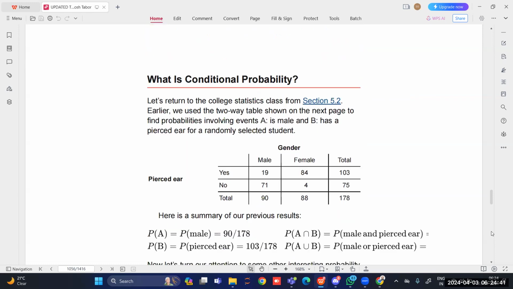Let's return to the college statistics class from section 5.2. Earlier we used the two-way table shown on the next page to find the probabilities involving event A, is male, and B, has a pierced ear, for a randomly selected student.